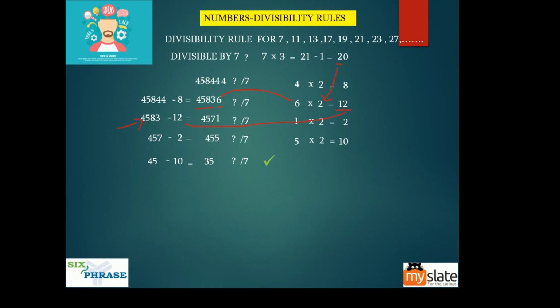Why is there a minus? Here we have a minus because we have a minus here. Okay, so this is the reason. Now 4583 minus 12, what is it? You get 4571. Okay, now is this divisible by 7?